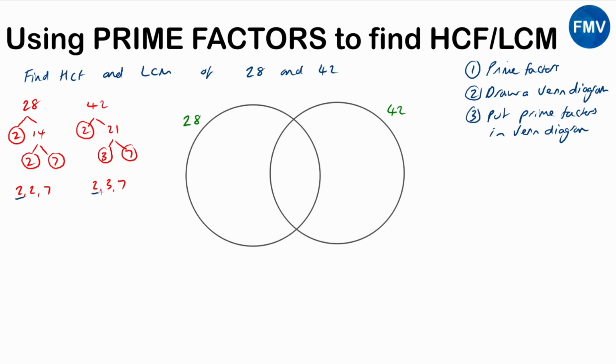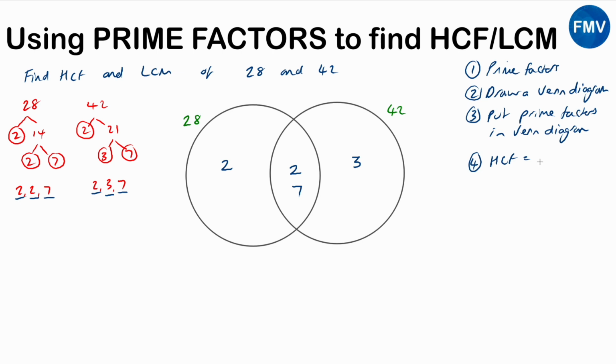We have got 2 in both 28 and 42. That is shared, so that goes in the middle. Notice you only put one value here because it's shared in this circle and in this circle. We have another 2 that is only with the 28. We have a 7 which is shared with both, that goes in the centre again, and we have a 3 left over that was only with the 42.